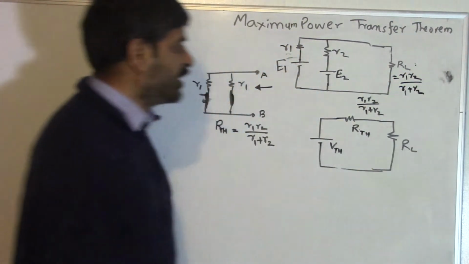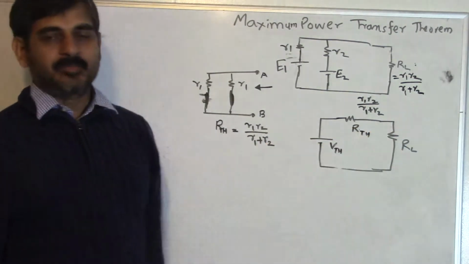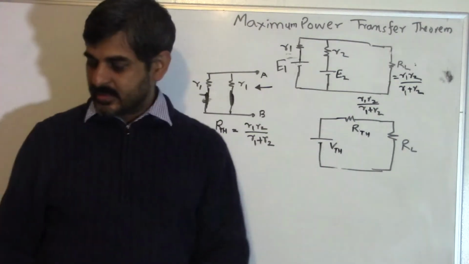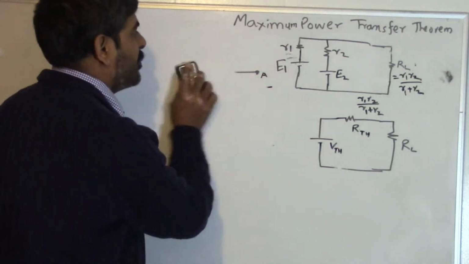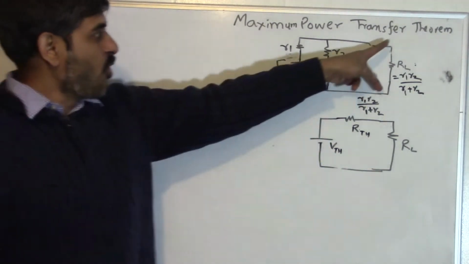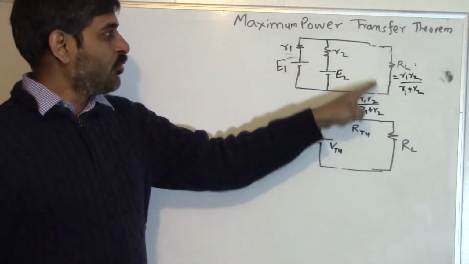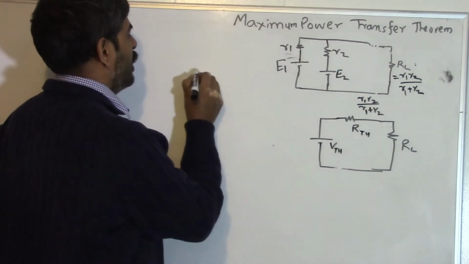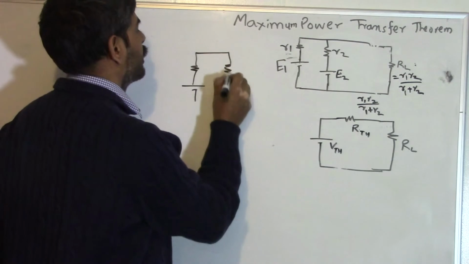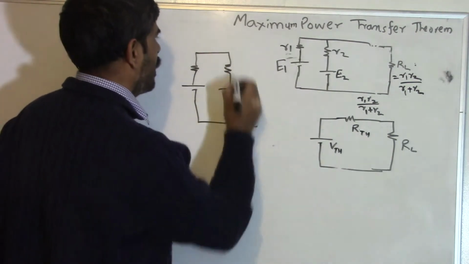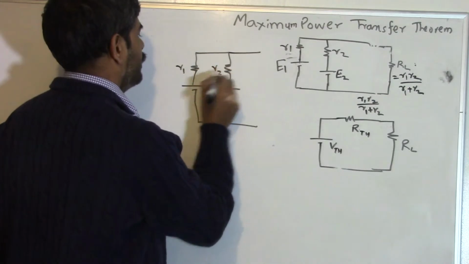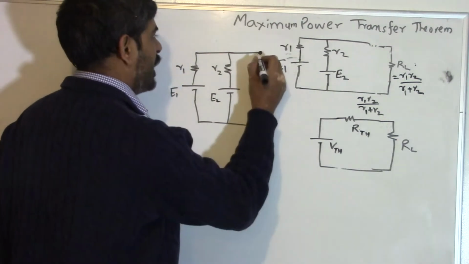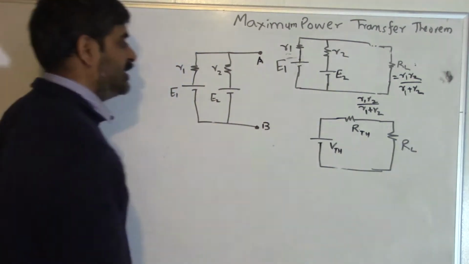If you are required to find out what is the value of that maximum power, then you will also need to find out the Thevenin's voltage. The Thevenin's voltage can be found by opening this load resistor here and finding out the voltage appearing at this point. We can find this using E1, R1, E2, R2, and we are trying to find out the voltage appearing between the points A and B.